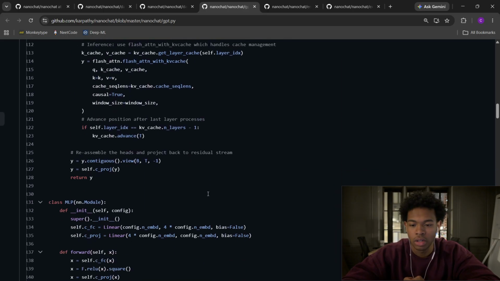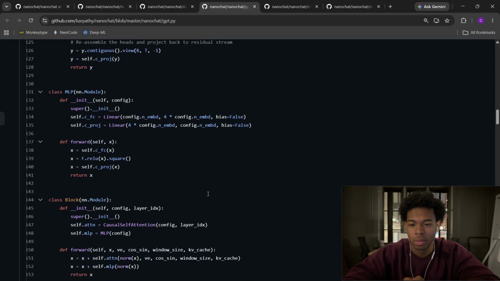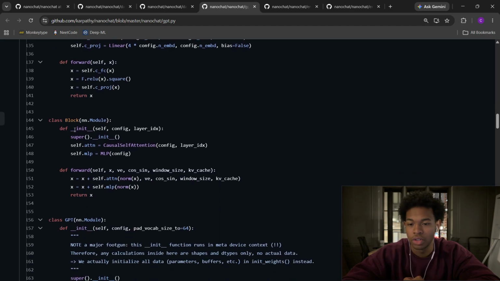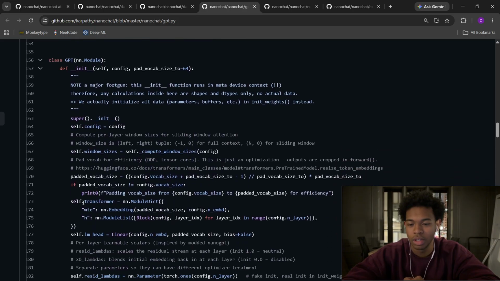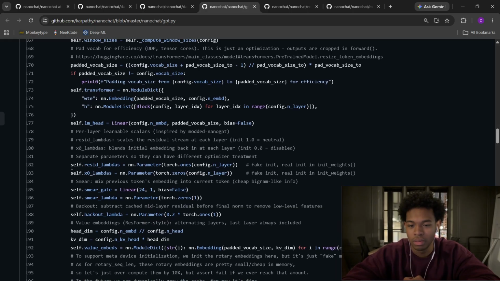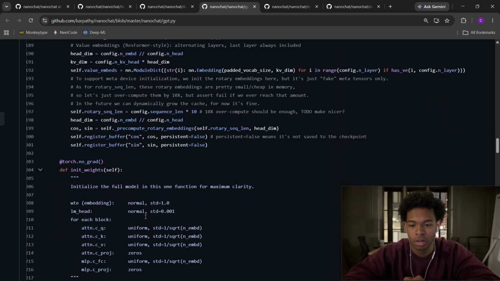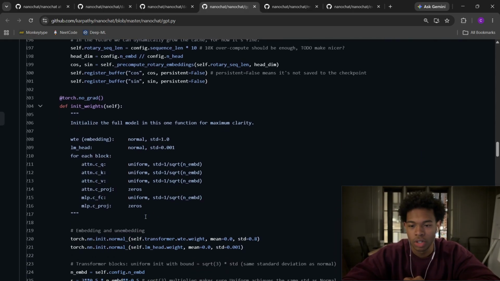KV cache, MLP, whatever. Yeah. This is your transformer block. Attention, MLP, forward. Cool, cool. GPT. You're just gonna do a bunch of them. Parameter. Torch no grad.